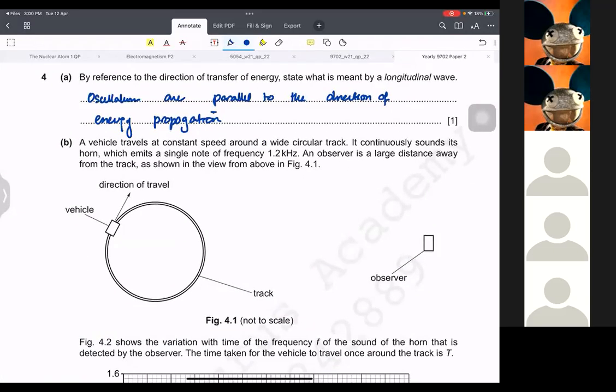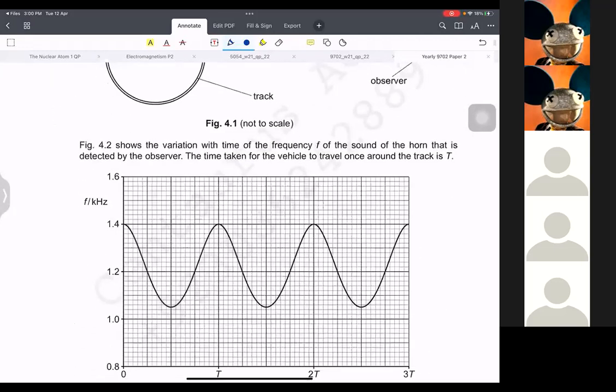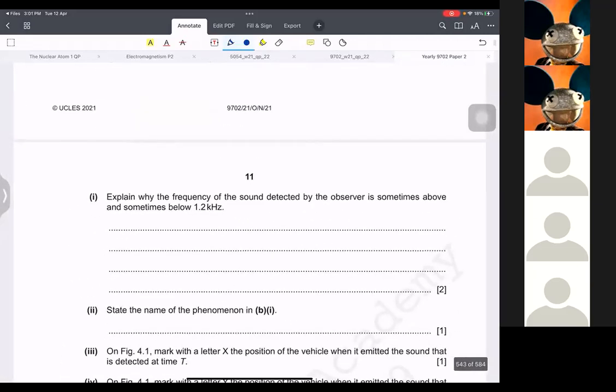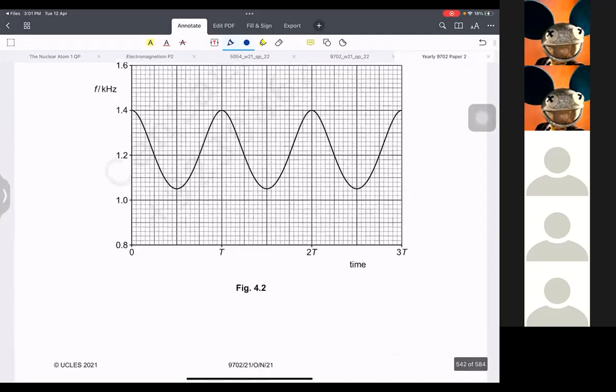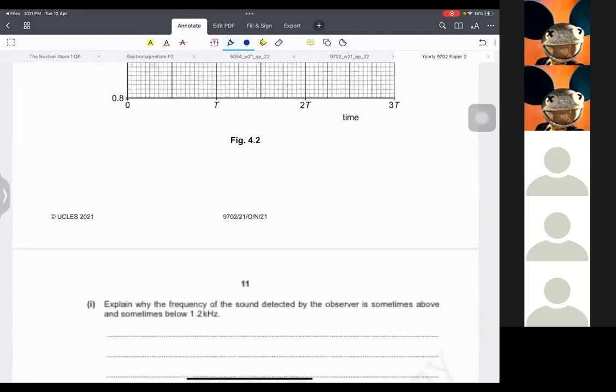And then it says there's a track and a vehicle, direction travels like this, there's an observer. Shows a variation of frequency of sound that is detected. Explain the first thing by looking at the graph. I would say that there's no mean line, so they haven't given you anything in the center. So I'll just put it myself, just to know what is the amplitude.